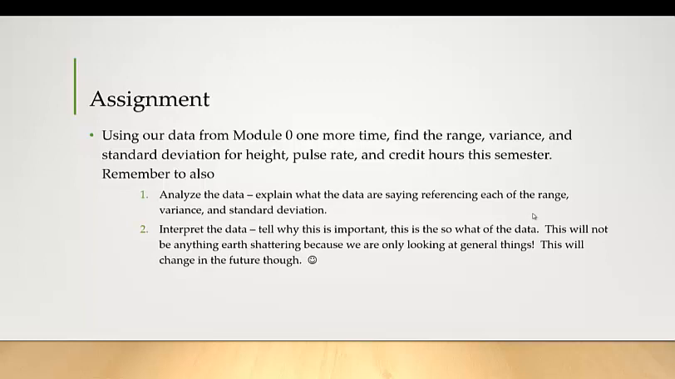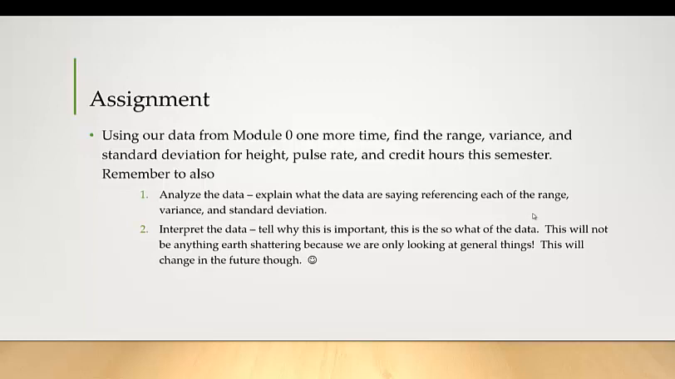So you're going to look at the height, pulse rate, and credit hours for semester, and you're going to find the range of each using the first method, the variance of each, and the standard deviation of each. And make sure you understand that concept, sum of squares, and how that plays into variance and then ultimately standard deviation. Now, I know that Excel will do this for you, but I would encourage you to at least attempt one of these, if not all of them, by hand, simply because by doing it by hand, you're going to see what that sum of squares means.